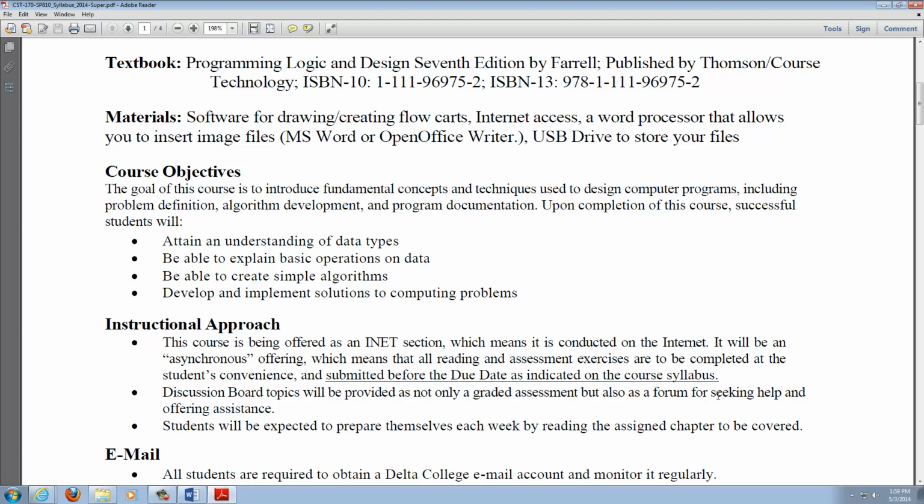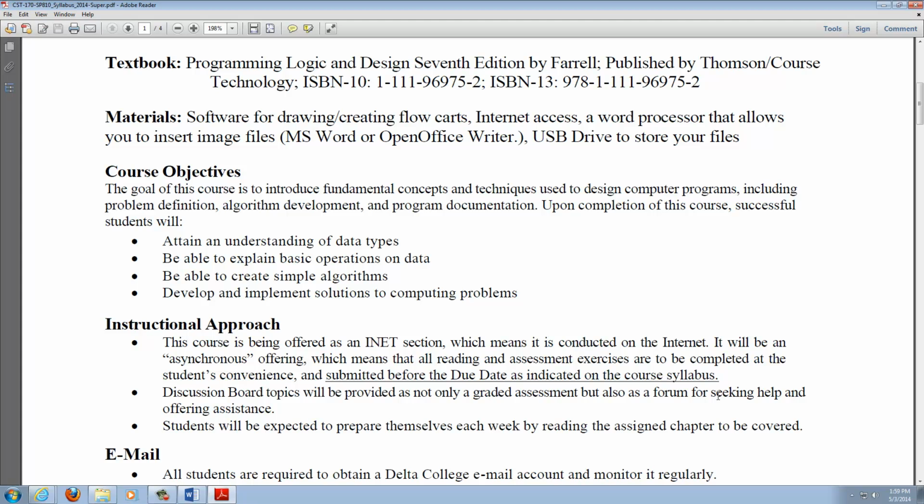Course objectives is basically, I'll let you go ahead and read that, but really we're trying to get the first level of programming, gets to understand some of the basic concepts and try to be able to create some logic, so that if you do decide to go on to programming courses, this will help you prepare for that.